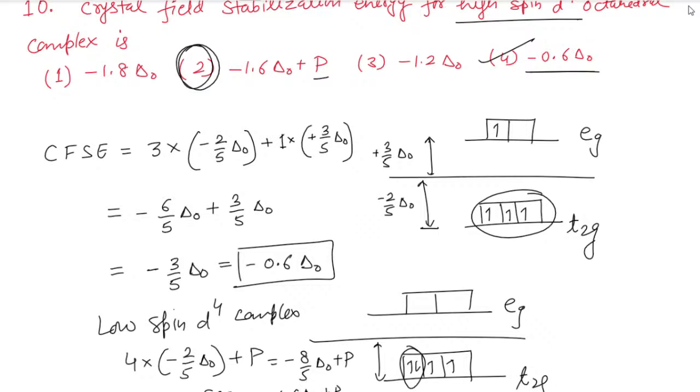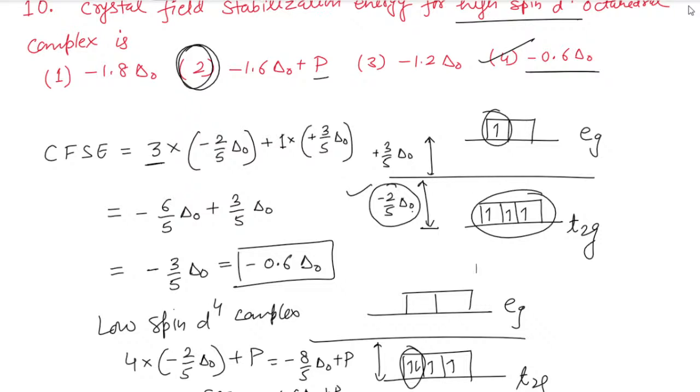There are 3 electrons, and for each electron the energy involved is minus 2 by 5 delta O. So minus 2 by 5 delta O into 3, and 1 multiplied by 3 by 5 delta O.